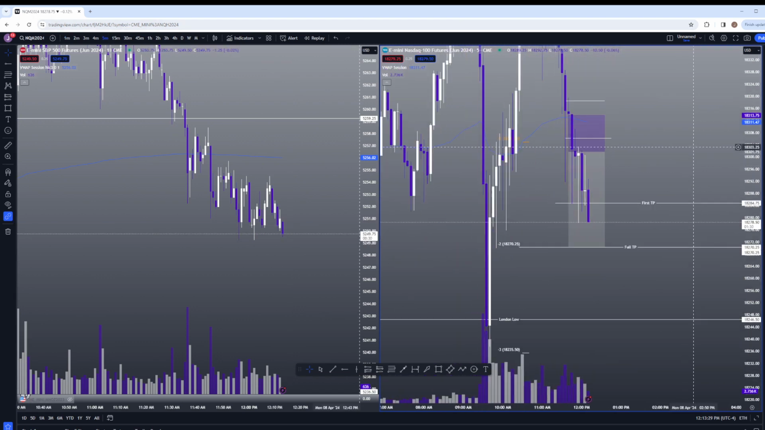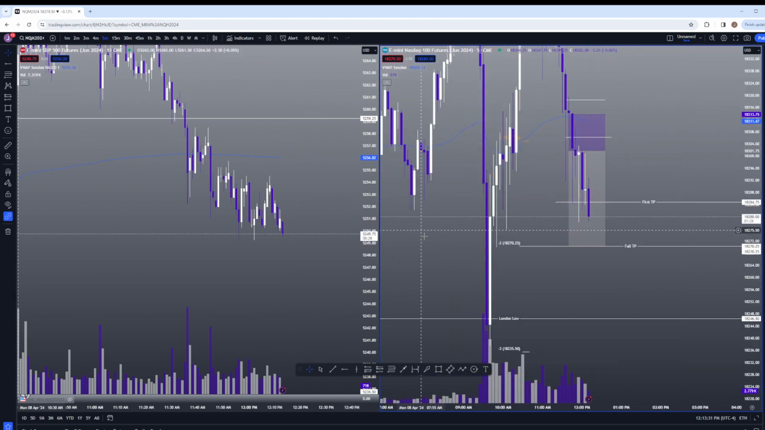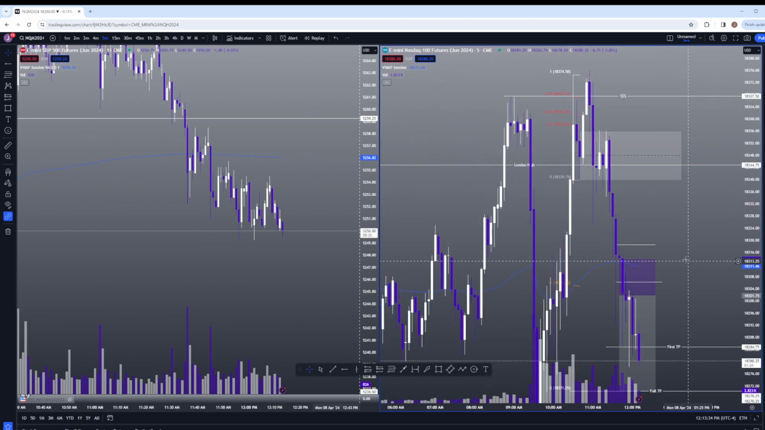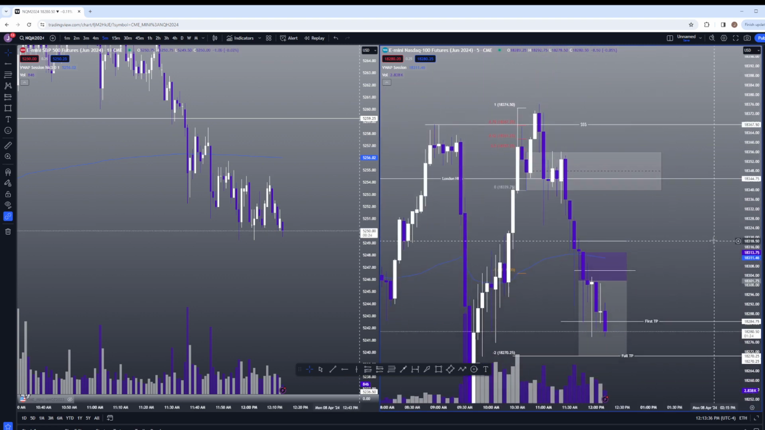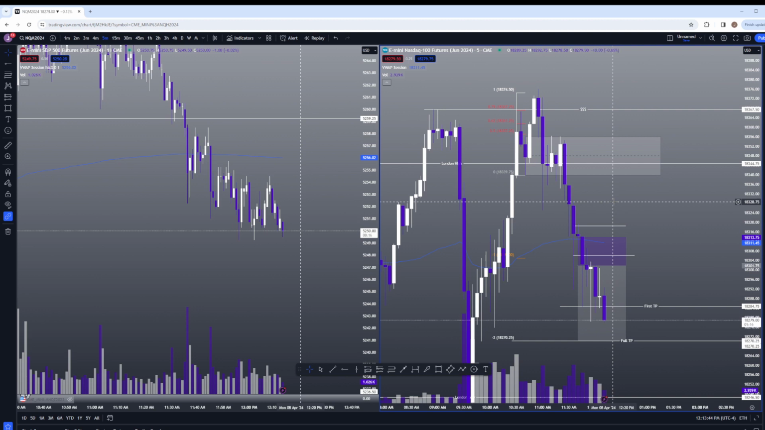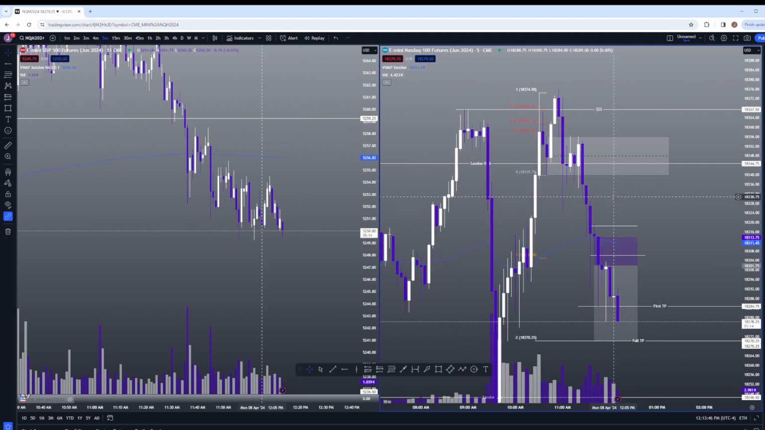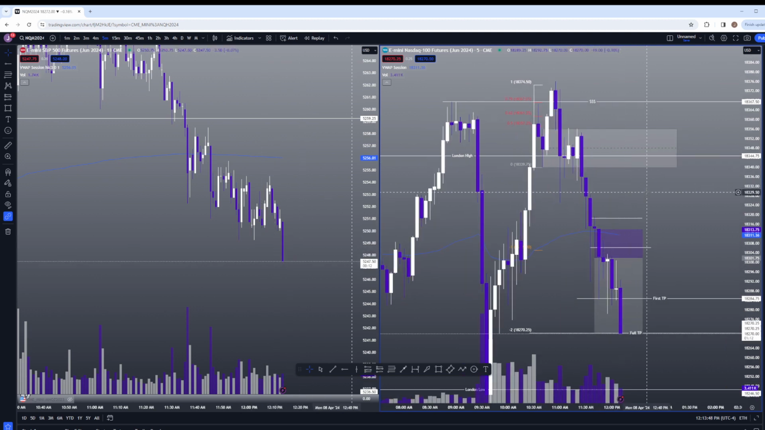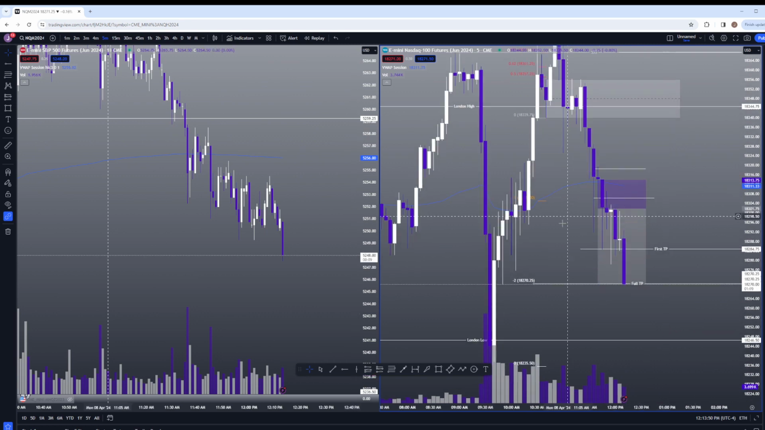Look at those shorts coming in again. We might go down and hit that full TP. But guys, all a breaker is, it's a liquidity sweep with a market structure shift. That's all it is. It's a reversal pattern. Call it what you want. Look at those shorts. So yeah, our full TP just got taken out.